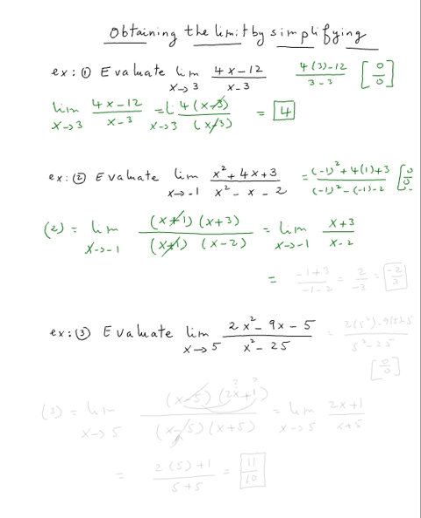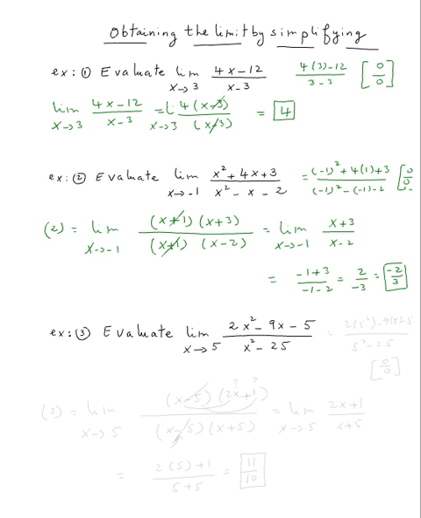Now just plug it in. Plug in negative 1. So negative 1 plus 3 over negative 1 minus 2. 3 minus 1 is 2. 2 over negative 3. So it's negative 2 over 3. 2 over negative 3. Yep.